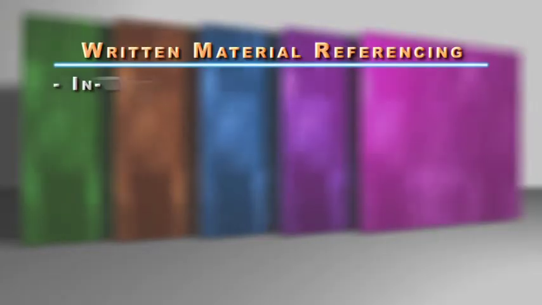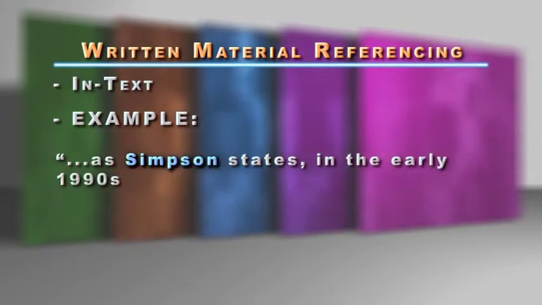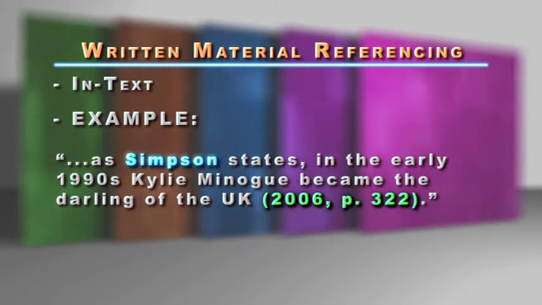Now let us look how to reference written materials. The first example is a book. The author's last name, Simpson, is mentioned at the beginning of the sentence. At the end of the sentence, the year it was published and the page number are included.